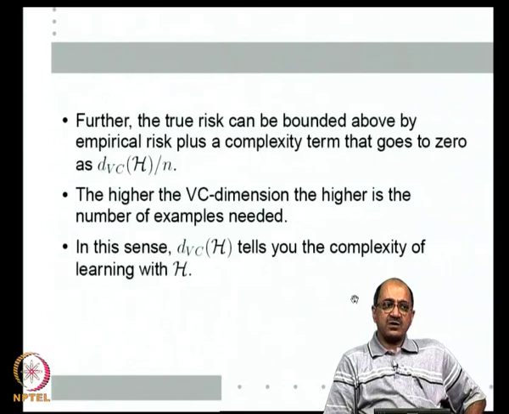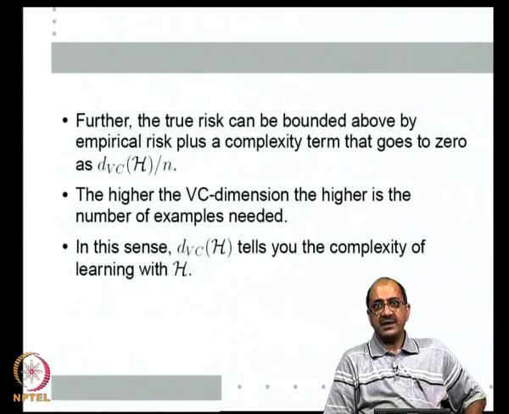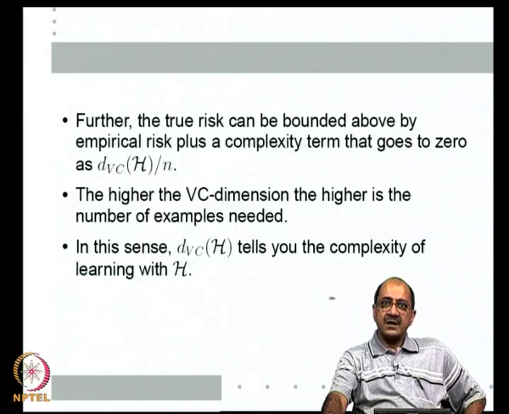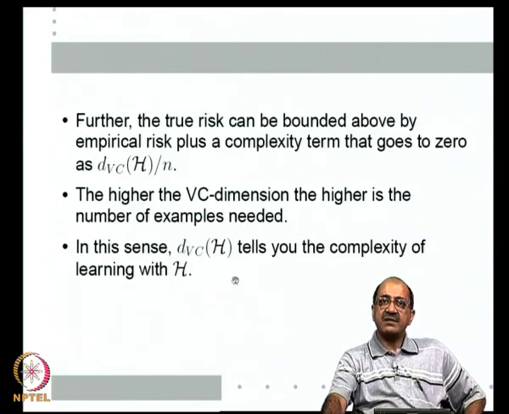In that sense, VC dimension not only tells us whether empirical risk minimization is effective, but more importantly, it tells us the complexity of learning with a particular classifier set. So, for example, learning the best linear classifier might have less complexity than learning a polynomial classifier of degree up to p, and that happens because the VC dimension of one would be higher than the other. So, the VC dimension tells us the complexity of learning with a particular H, and correspondingly tells us the number of examples we need before we can have confidence in empirical risk.